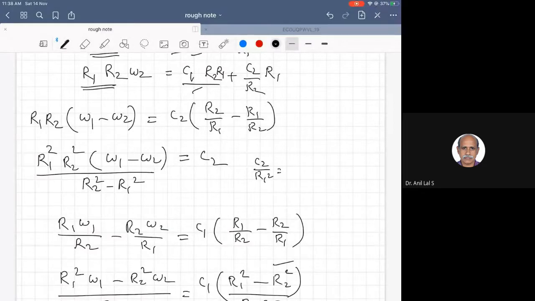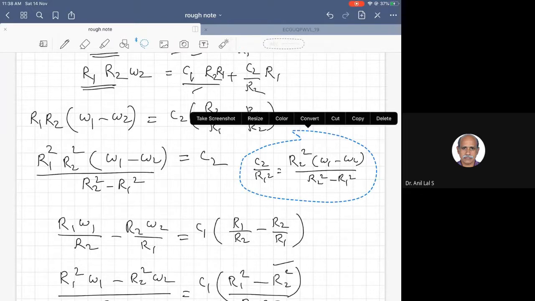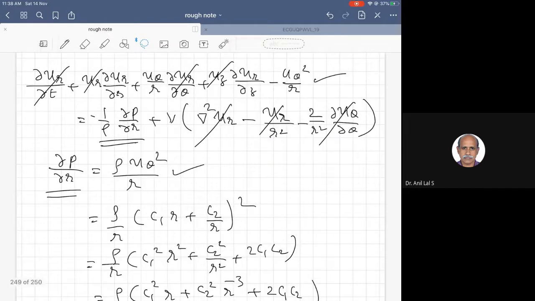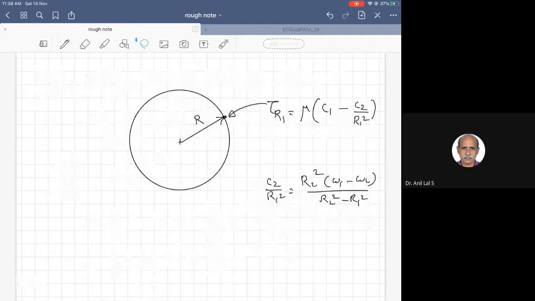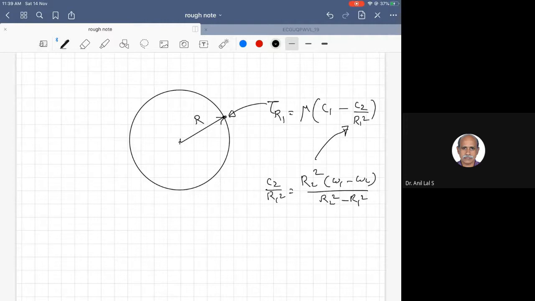C2 by R1 squared is equal to R2 squared into omega 1 minus omega 2 divided by something. We substitute here, and so we get the wall shear stress.